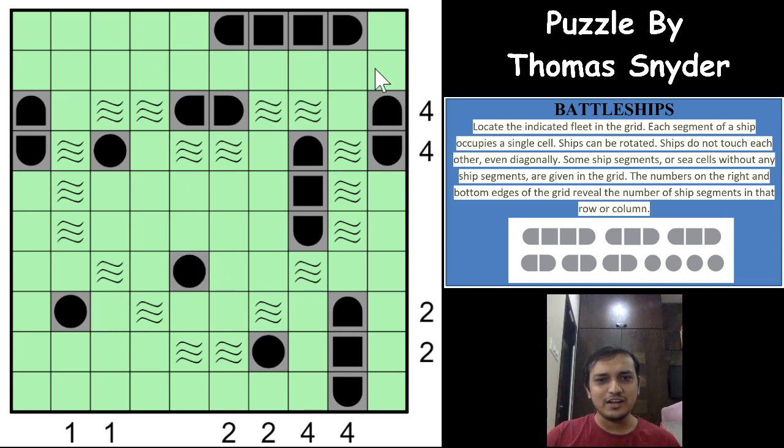If you see, all kinds of logic were used here: the grouping logic, the diagonal logic, the total count of ship segments logic. What an excellent puzzle here.